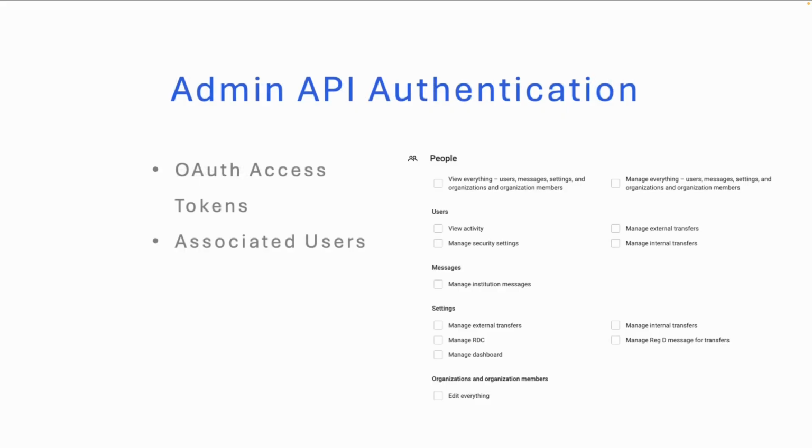The Admin API uses a modern OAuth authentication flow. First, you will create an external application which is used to request an access token. There is also a concept of an associated user for each external application. The associated user acts as a back-office administrator at the financial institution. Using the principle of least privilege is encouraged, meaning that associated users should only have the minimum level of permissions necessary for your external application to function correctly.